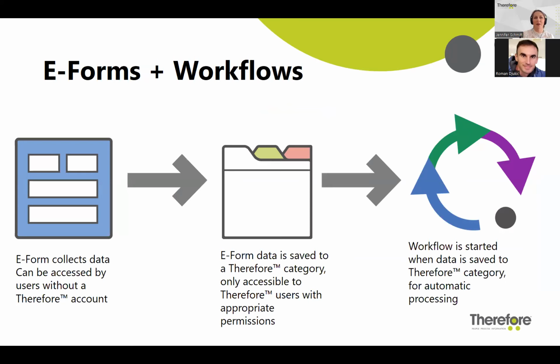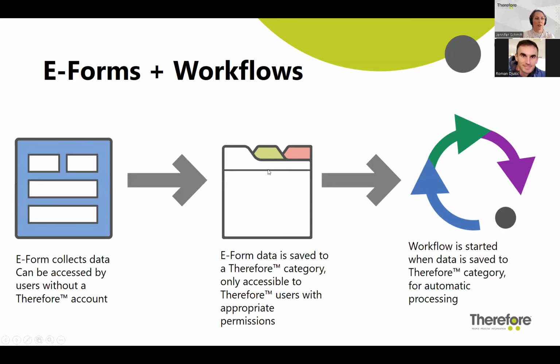Technically, how does that combination work? If you have an eForm, the eForm is collecting the data. The eForm can be used by users without a Therefore account. So the eForm is the starting process. The eForm data is then saved to a Therefore category. And of course, the Therefore category can only be accessed by Therefore users, so users who have a Therefore account with the correct permissions. And from that point on, that's when the workflow would be initiated.